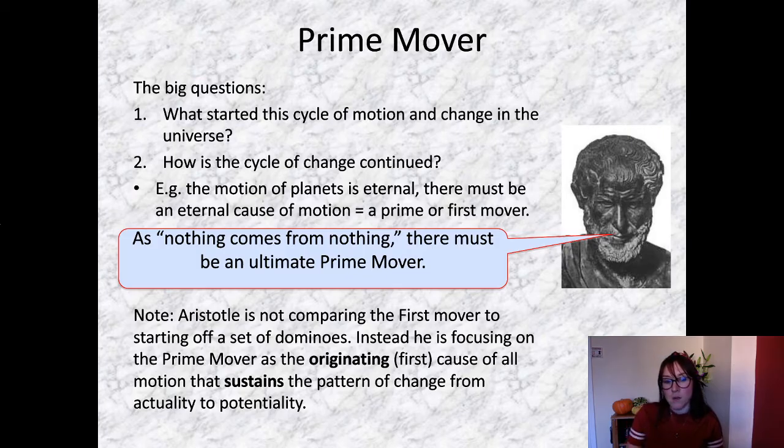So just to be clear though, examiners used to be very, very particular about this, but students do it less and less now. This is not like pushing over dominoes. We're not talking about a cause and effect cycle here. We're not talking about the prime mover being the first push and everything going on from there. No, the prime mover is very distinct in its descriptions. It is the originator, the first cause of everything, but it's also the sustainer. It actively sustains motion, change and cause and effect. So it actively is doing this. It's not just one push and it sits back. No, it's the active sustainer of these things.